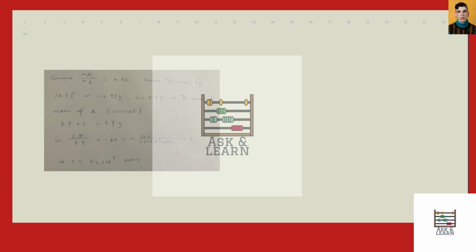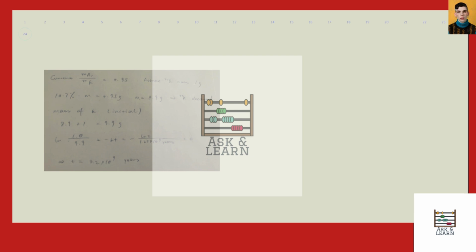And then let's see C. If the argon 40 over potassium 40 ratio is 0.95, calculate the age of the rock. So let's assume the mass of the potassium 40 is 1 gram, then the mass of the argon would be 0.95 gram.